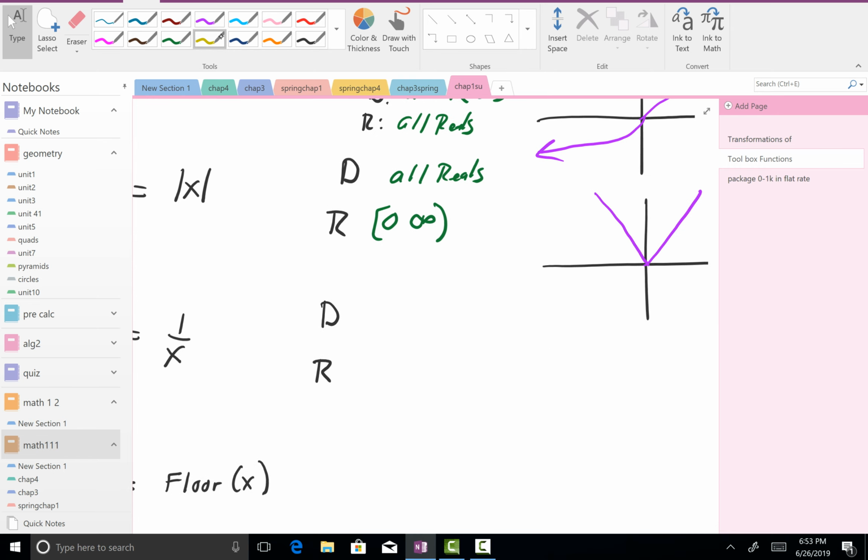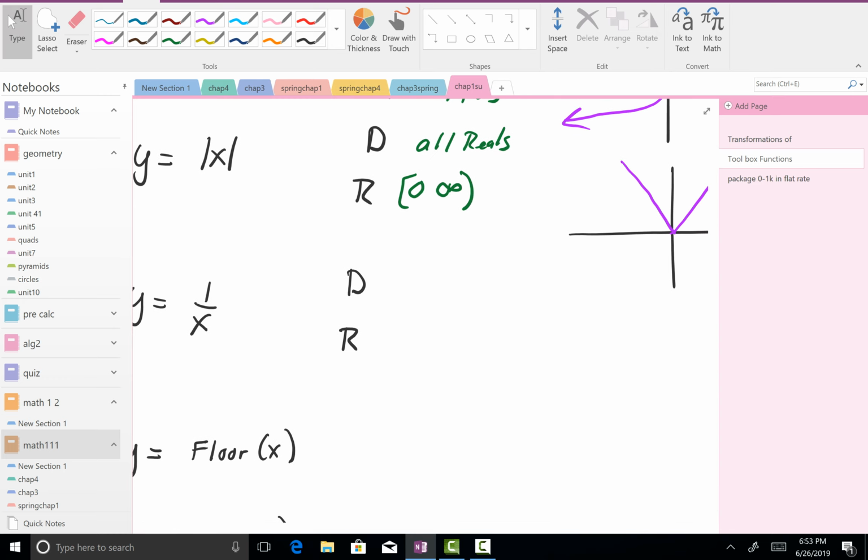Okay. Let's see what happens here. We've got y equals 1 over x. Domain? Negative infinity to 0. Is that a bracket with the 0 or a parenthesis? Parenthesis. Okay. And then what else do we have? Okay, so you're saying union. All right. And that's very, very formal. To what? Positive infinity. Okay.